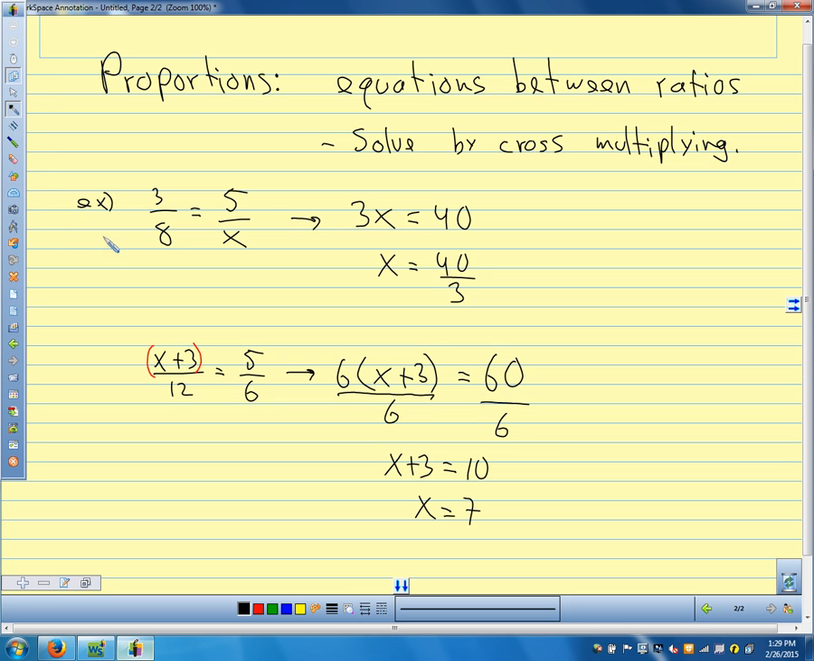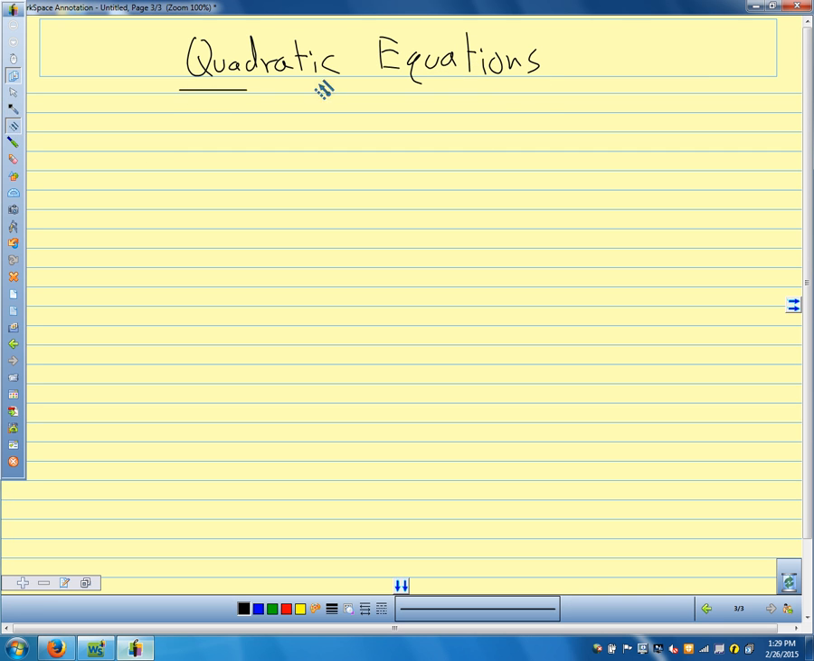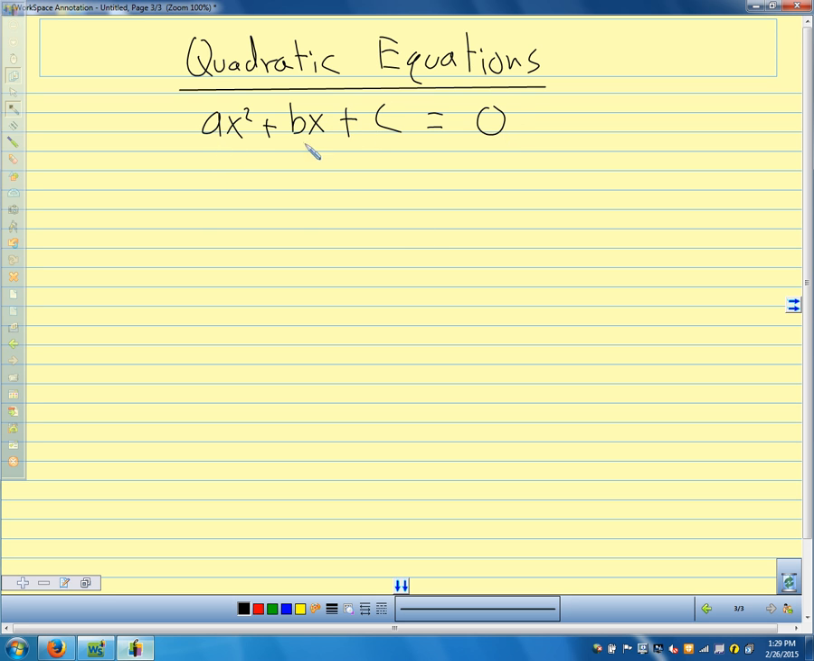All right, sometimes, in this chapter it comes up, sometimes when we solve a proportion, we end up with a quadratic equation. So I want to take a little detour and talk about quadratic equations. So a quadratic equation means that we have something like ax squared plus bx plus c equals 0. So we have an x squared, an x, and a number, and it equals 0. To solve a quadratic equation, we have to factor or the quadratic formula.